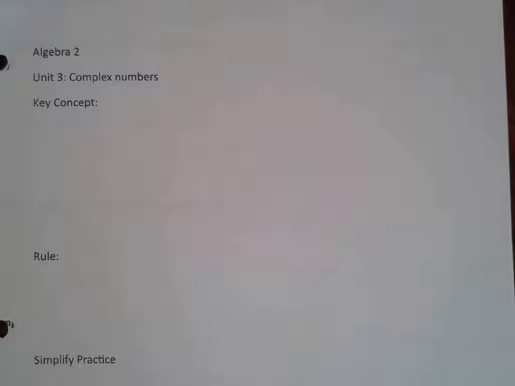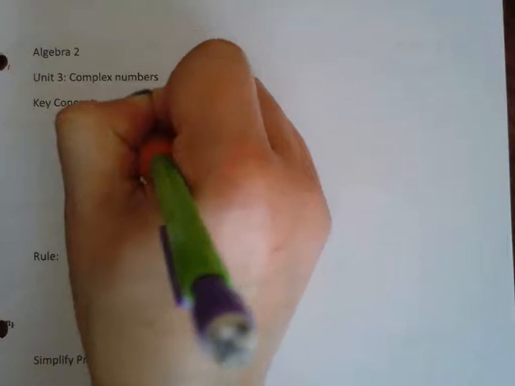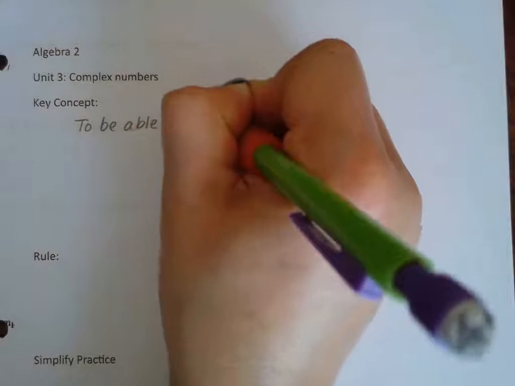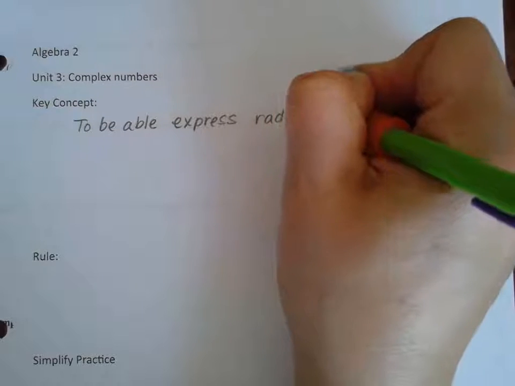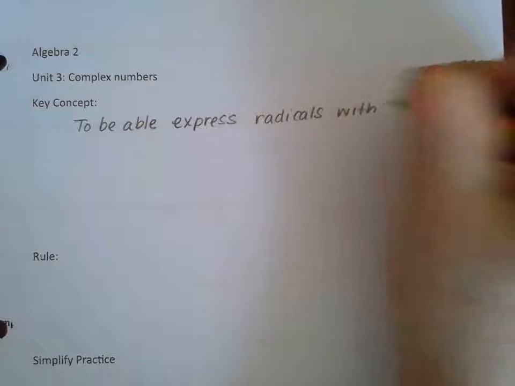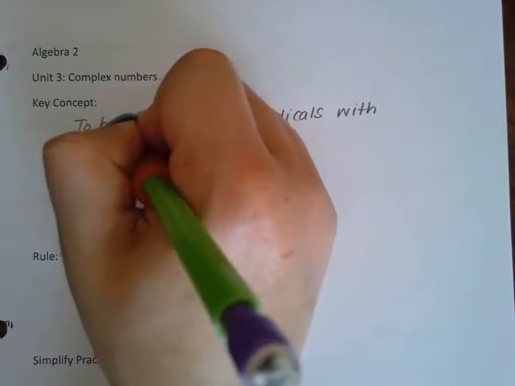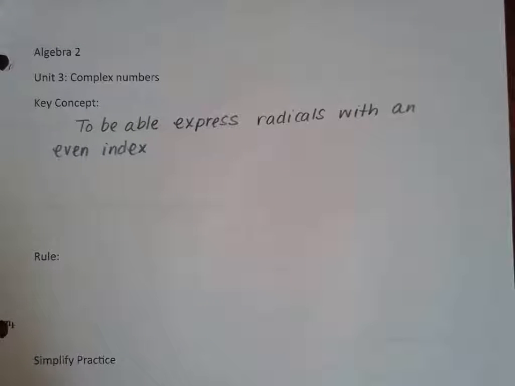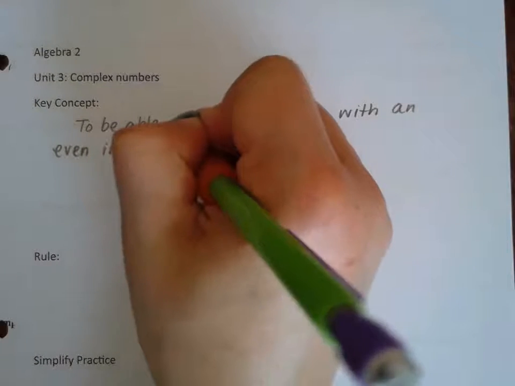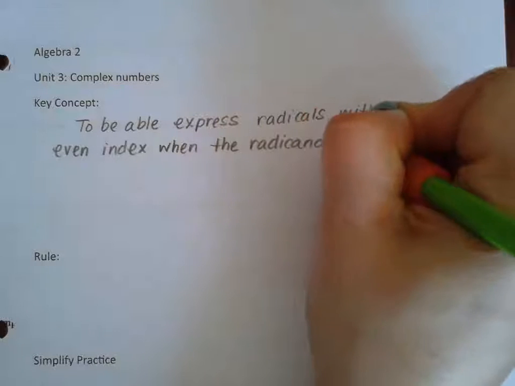Hi everyone, this is the last section of Unit 3, Complex Numbers, and the key concept here is to be able to express radicals with even indices, or with an even index, when the radicand is negative.